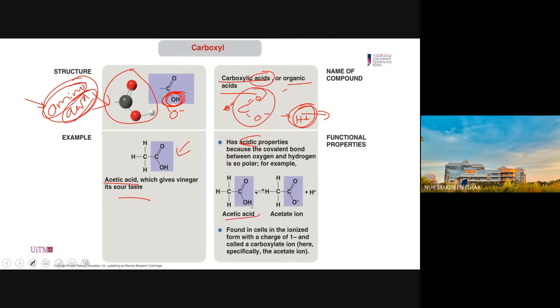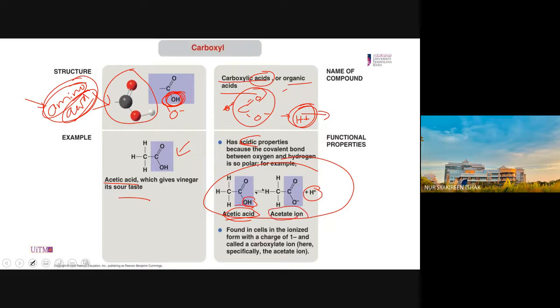So the acetic acid OH here will be ionized, releasing hydrogen ion into the aqueous solution. It has acidic properties because the covalent bond between oxygen and hydrogen is so polar. For example, in this reaction here, it is found in cells in the ionized form with a charge of negative 1, called a carboxylate ion, here specifically the acetate ion.